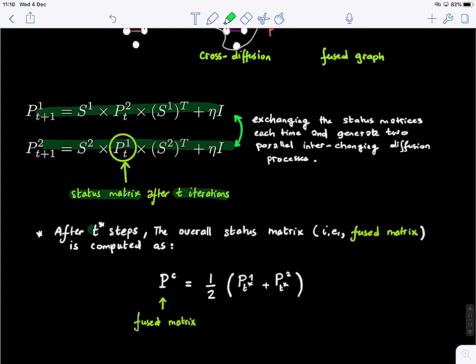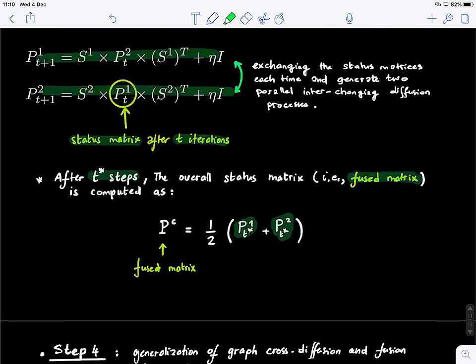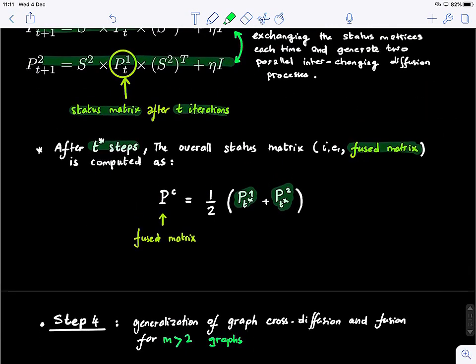So after t star steps, an optimal number of steps, the overall status matrix, which is the fused matrix, is computed as the average of these cross-diffused status matrices. Okay? So now how do we generalize the last step? How do we generalize this cross-diffusion and fusion for a large number of graphs?